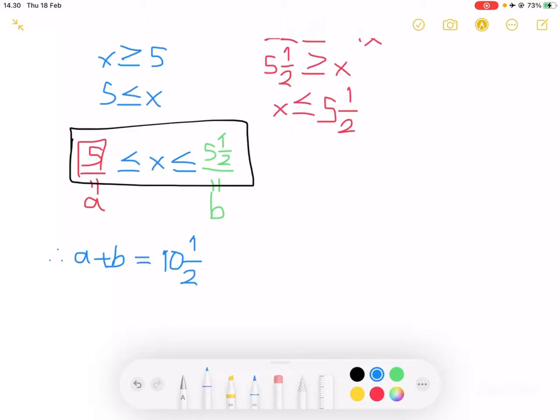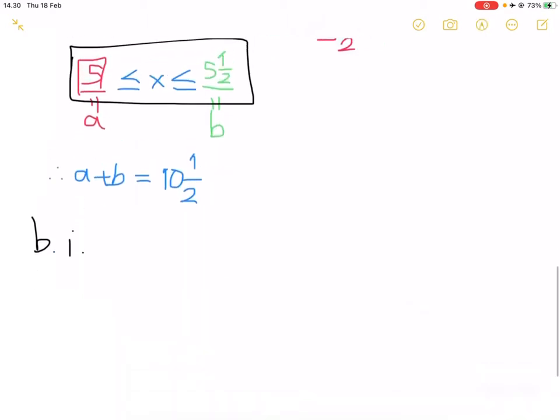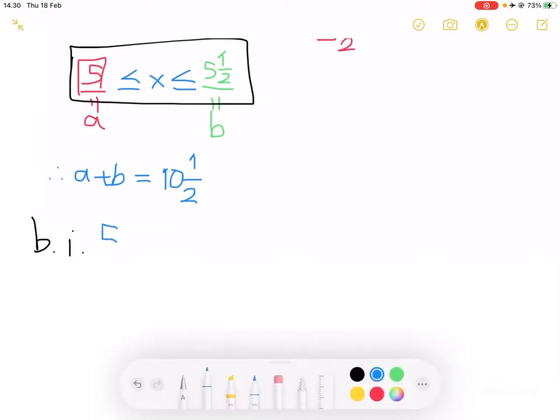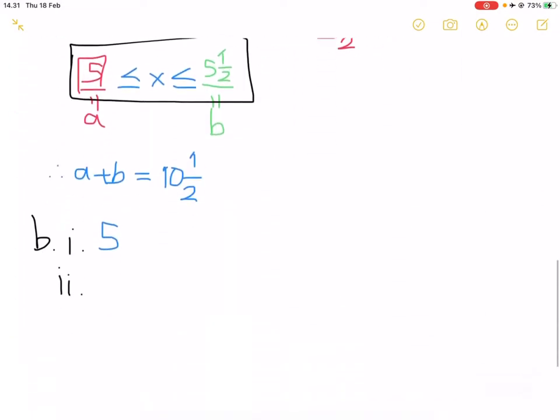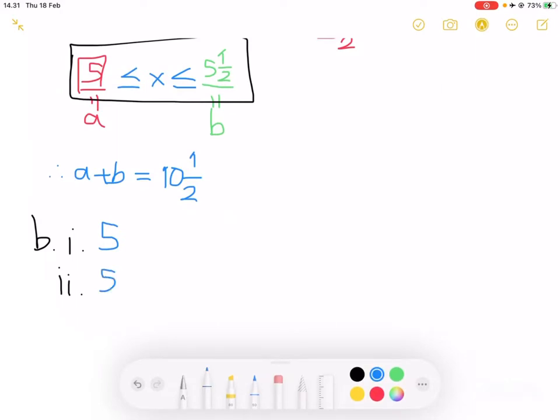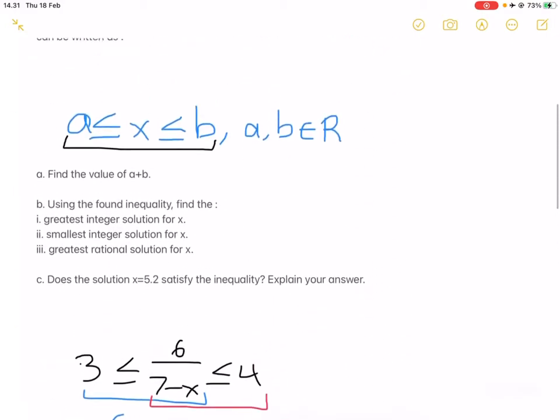And since we're looking for only integers, the solution for the first part of part B is just 5. And in fact, 5 is the only integer solution for this inequality. And with that, we can just conclude that the smallest integer solution for x is also 5, because we can only substitute 5 as an integer solution for x. However, the solution for part 3 of part B will be slightly different.